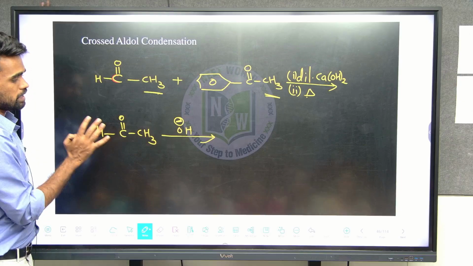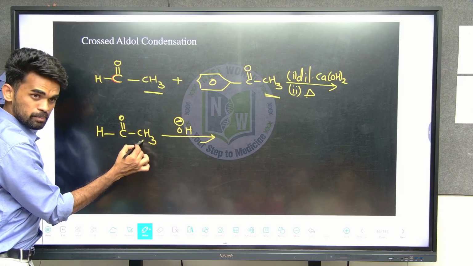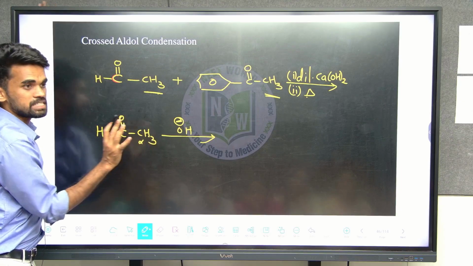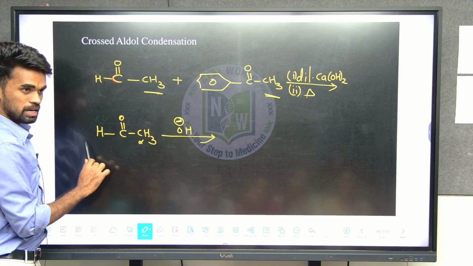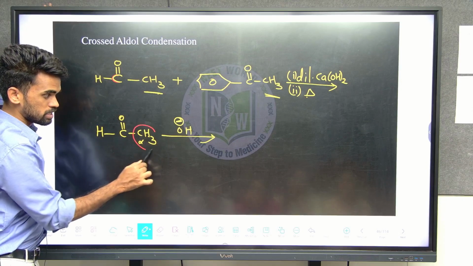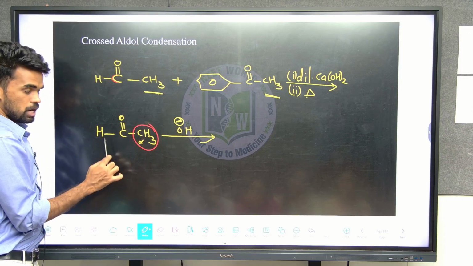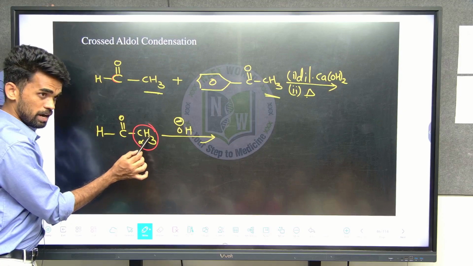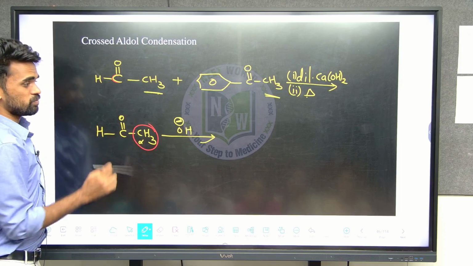See, now in the given compound, these alpha carbon hydrogens are there. Those are acidic. What I am saying? In carbonyl compounds, alpha hydrogens are acidic. In aldehydes and ketones, alpha hydrogens are acidic. So why are they acidic?